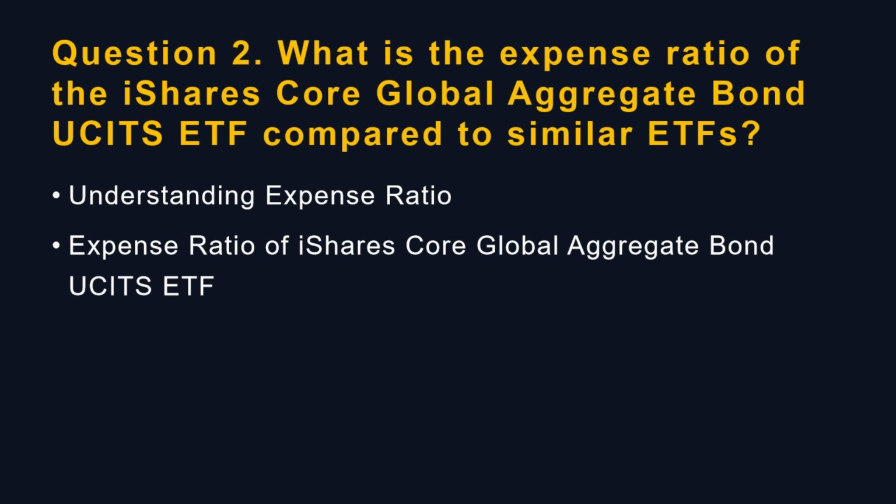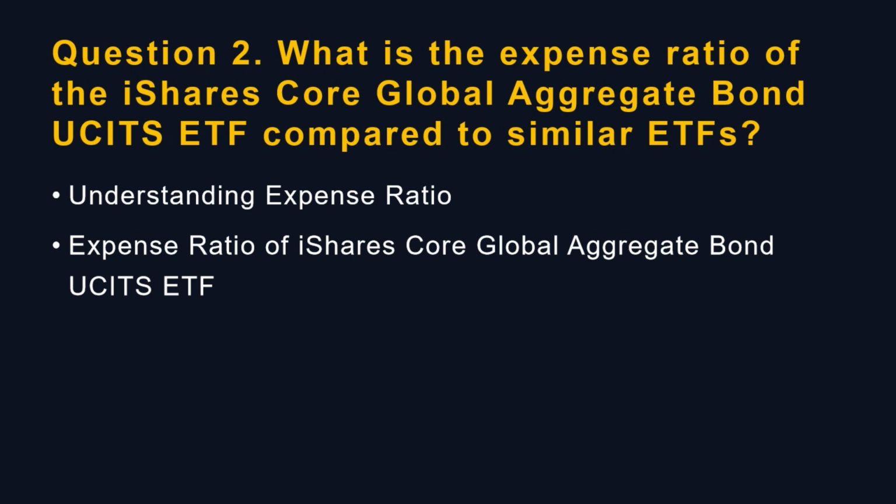Here's a breakdown. Understanding expense ratio. The expense ratio is an annual fee expressed as a percentage of a fund's assets. It covers the operational costs associated with managing the ETF, including: fund administration, marketing and distribution, underlying index tracking fees.